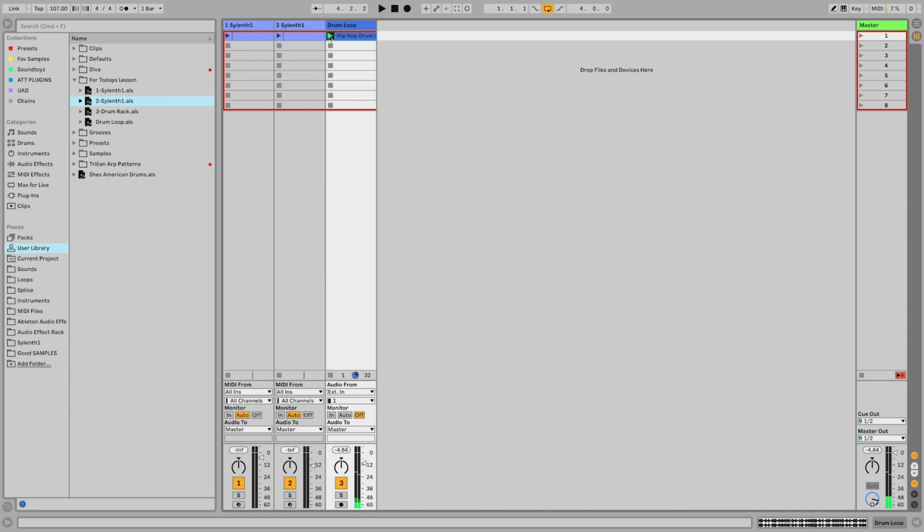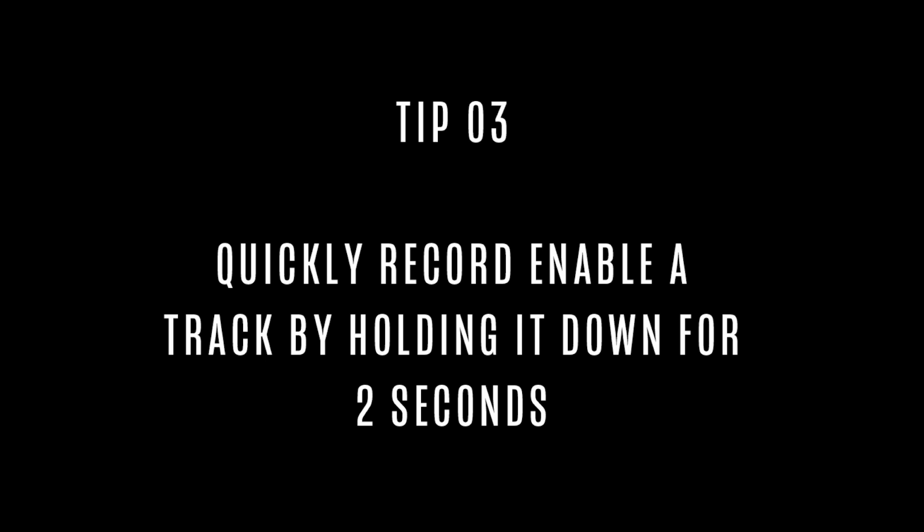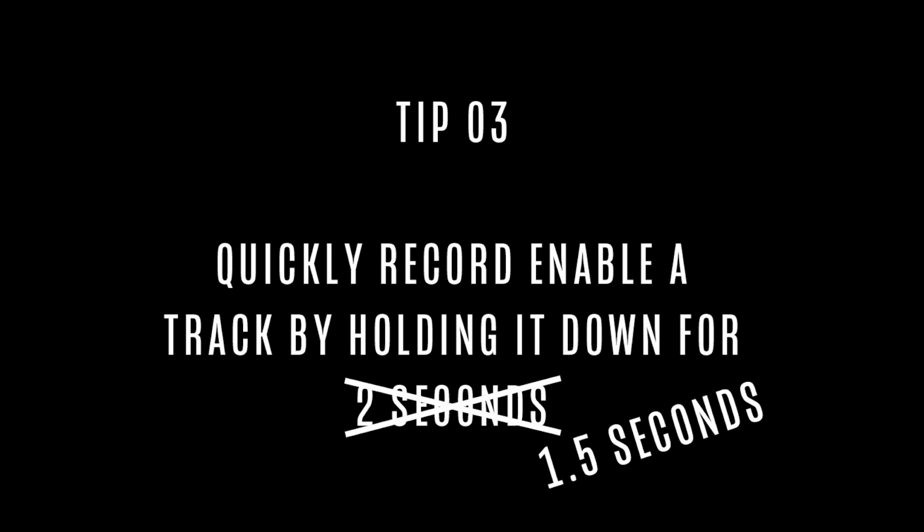Cool, so I'm gonna record enable the first track. The easiest way to record enable a track is to just quickly hold it down. For the longest time, I was holding the record enable button and then clicking on the track, which also does the same thing, but you can just hold it down for literally 1.5 seconds and it will record enable the track. So, boom.